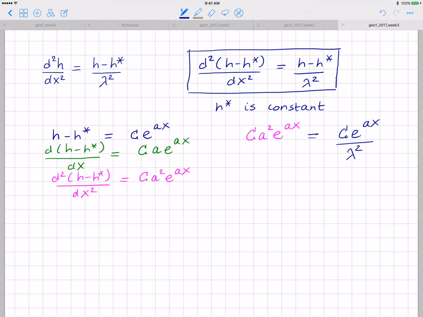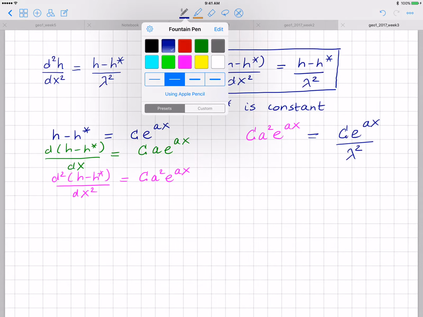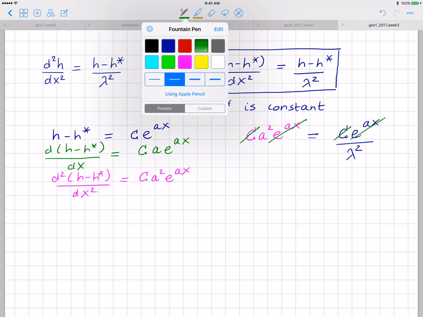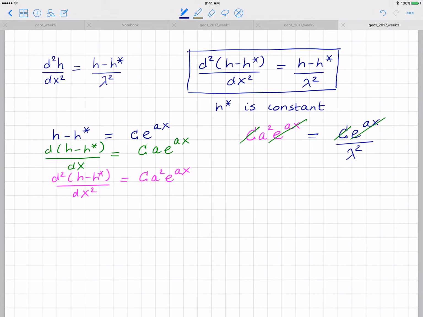And now a lot of things are going to cancel. First of all, and most importantly, the exponential function cancels. So apparently we picked the right function. We're not really surprised, we kind of knew that would happen. But also, the capital C is canceling. So we could have picked any capital C and it would have worked. And then we are left with one equation. A squared is 1 over lambda squared. That means that a should equal 1 over lambda, or a should be minus 1 over lambda.